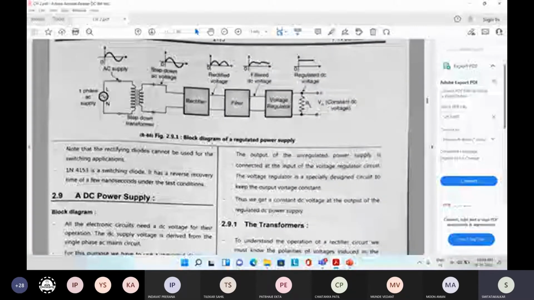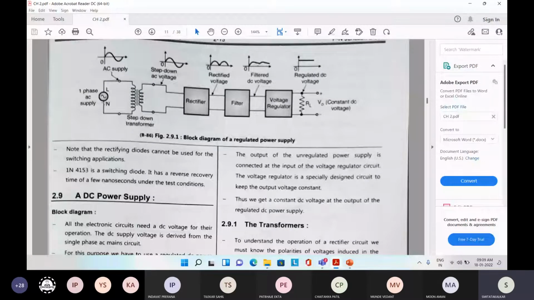Here is the block diagram, you can see it on your screen. It requires a single phase AC supply. Here L and N are the line and neutral terminals of the source, which is a single phase 230 volt AC supply. What is the AC supply? AC is alternating current.